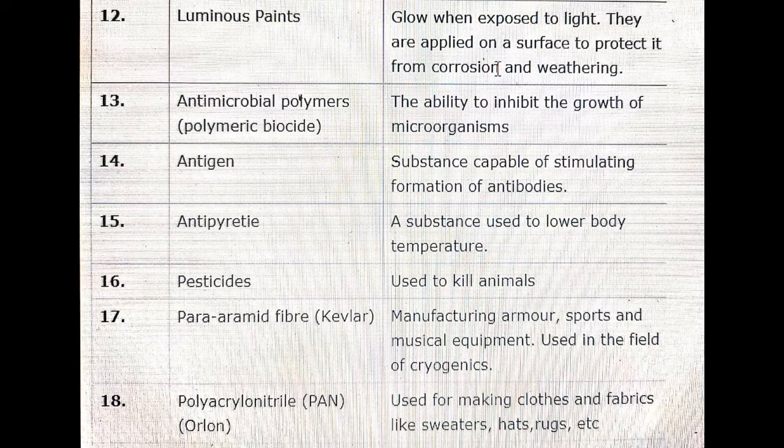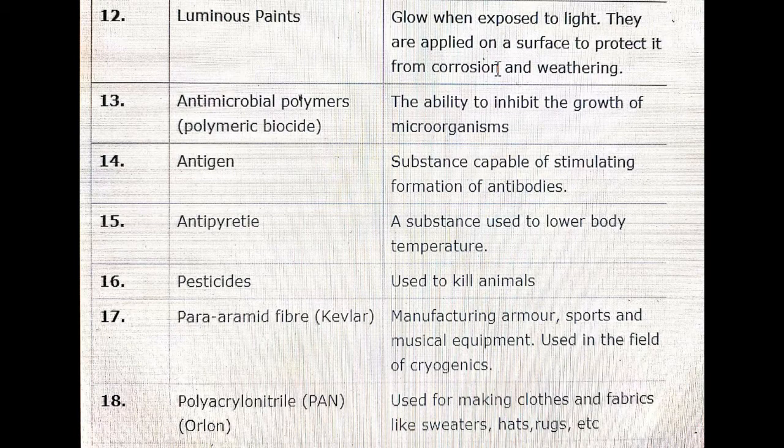Next is antimicrobial polymers. They have the ability to inhibit the growth of microorganisms. Microorganism की growth को ये रोकता है. Next is antigen. It is a substance capable of stimulating the formation of antibodies. Next is antipyretic. It is a substance used to lower the body temperature. Next is pesticide. It is used to kill pests.